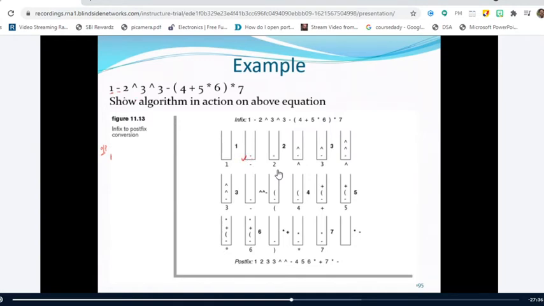Right. The next token that we have read is 2. Since it is an operand, place it in the output. The next token is the cap symbol. And what is it that you have to do? You have to compare the priority of cap symbol with minus symbol. Since the priority of cap, that means exponentiation operator, is greater than minus, you just have to perform a push operation. Right. Next, the token that is 3, place it in the output.